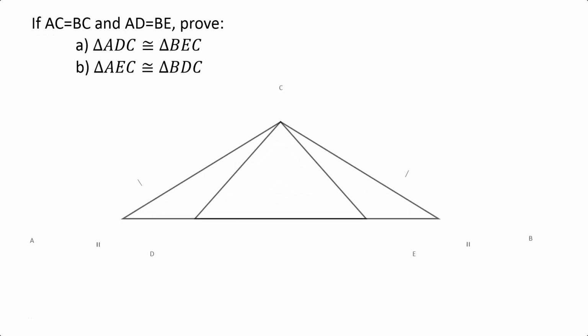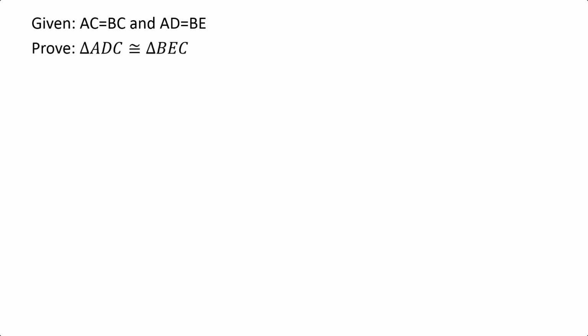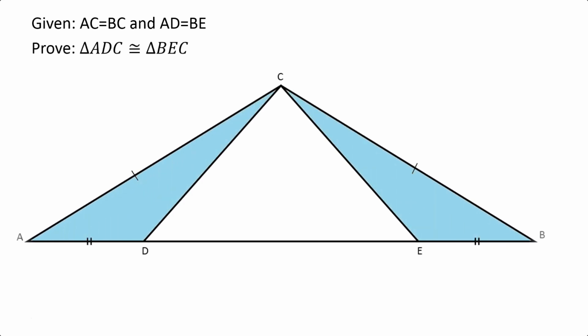In this video today, we are going to use the given triangle and the given information to prove two different sets of smaller triangles are congruent. So the first thing we're going to do is write our given information and our first proof separate. And here I've highlighted the two smaller triangles we're trying to prove.